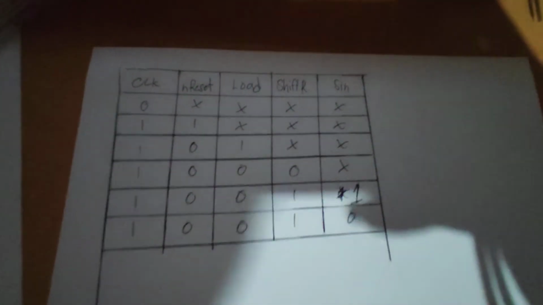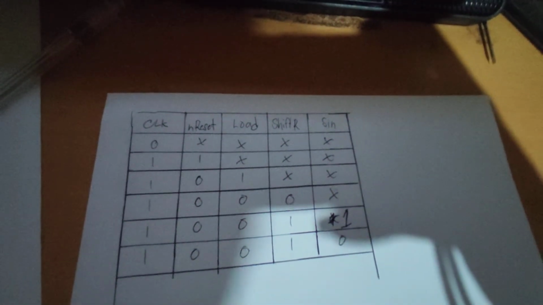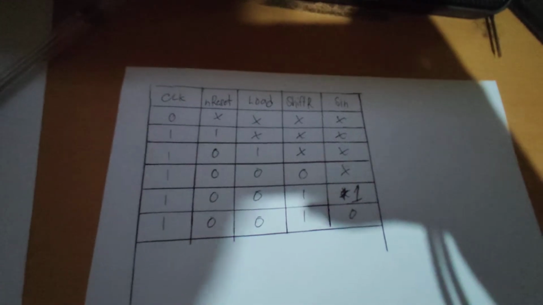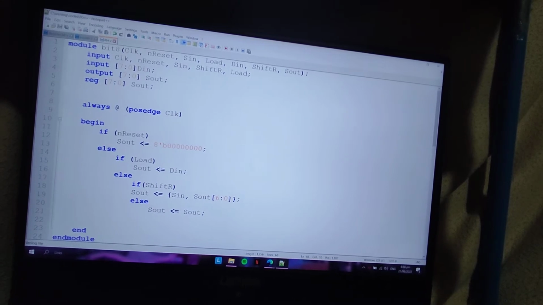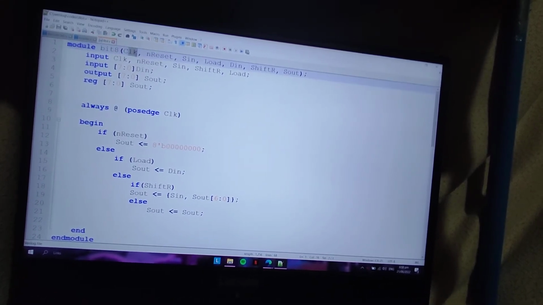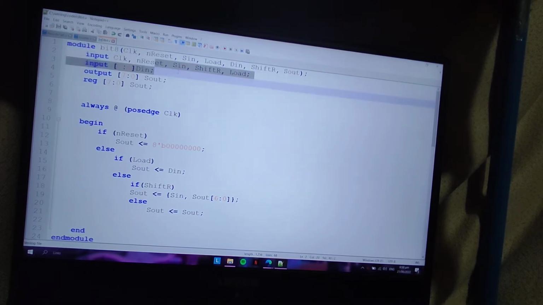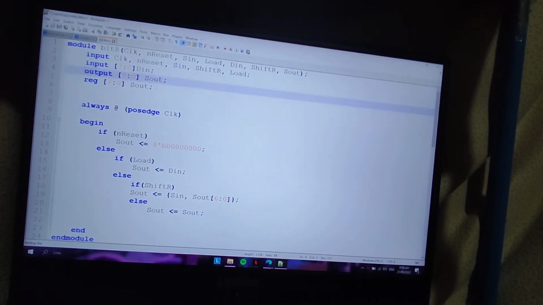That's it. So let's try if my code works. I have a module for the 8-bit shift register, so I named it bit 8. The ports are clock, N reset, SIN, load, shift R, data input, and S out. I have inputs of clock, N reset, SIN, shift R, and load, and buses of data input and data output S out.